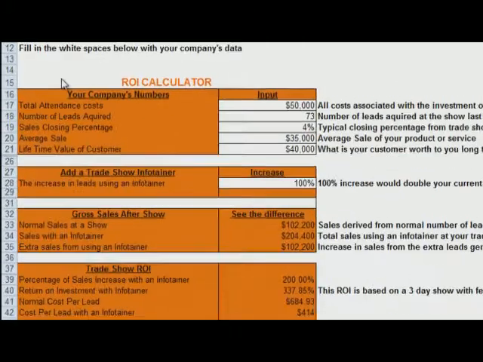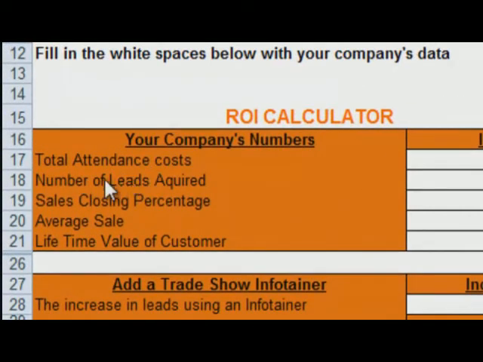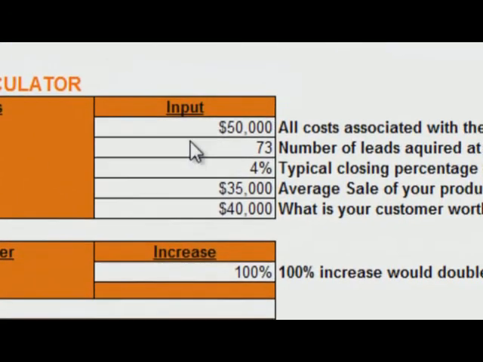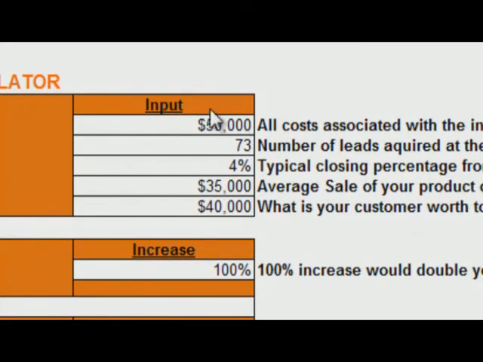First, let's look at the left side here. I have the total attendance costs, number of leads acquired, sales closing percentage, average sale, and lifetime value of the customer. Those are your numbers. And I've just entered in numbers here just for fun. When you download this calculator, you can actually play with the numbers and see how it makes a difference. And it's neat to see how it comes out on the far side.